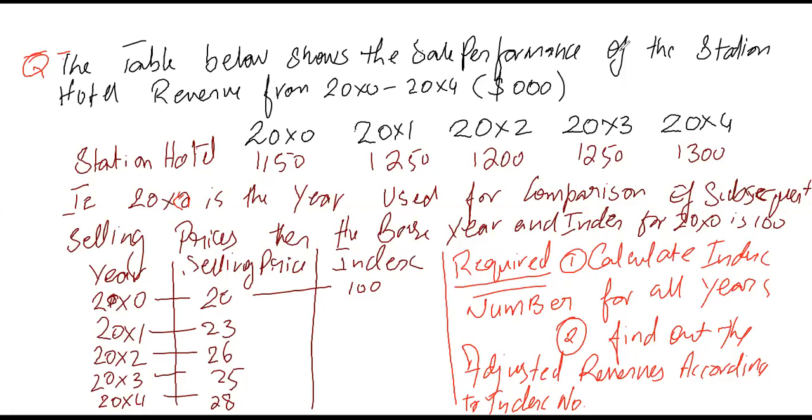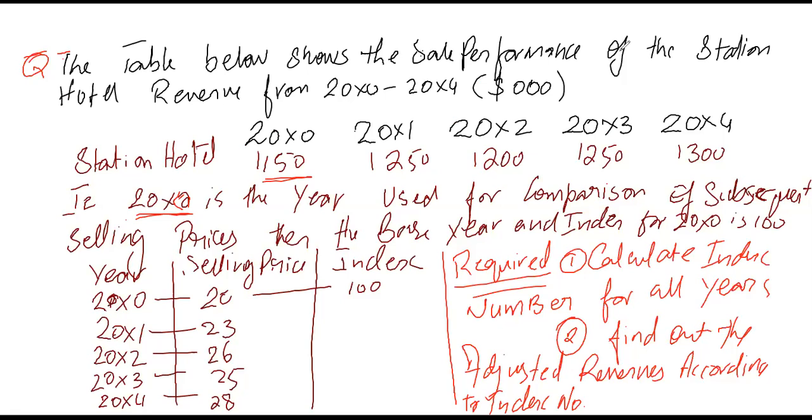If 2000 is the year used for the comparison, then the base year is 2000. You need to remember this, that the base year is 2000. This is the base year that we will be using in order to calculate the index number. The index for 2000 is 100. Normally, even if it wasn't written, we assume the base year to be 100, because it is in percentage form.